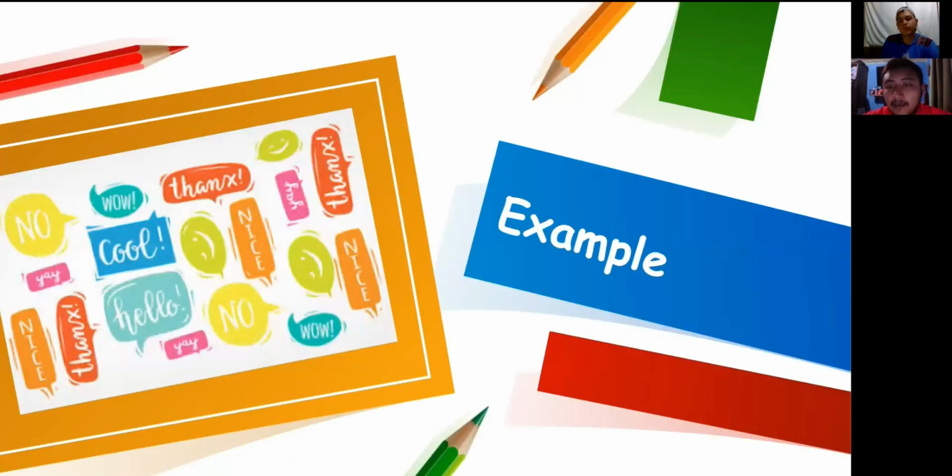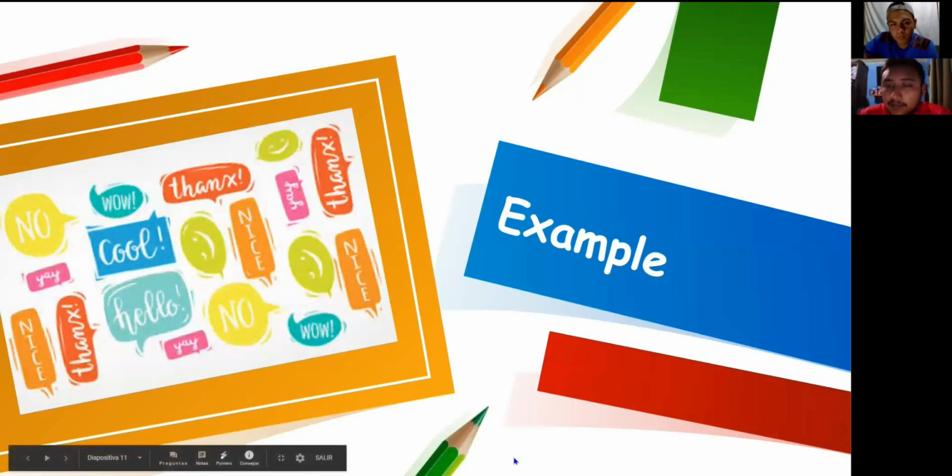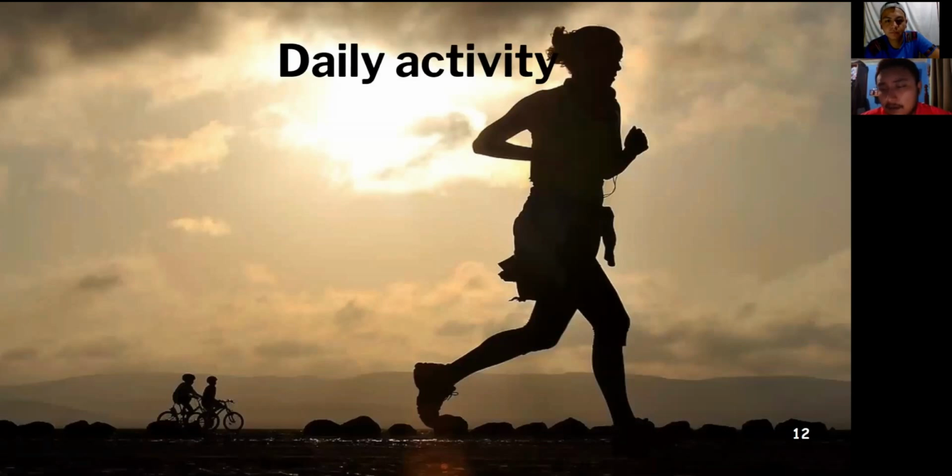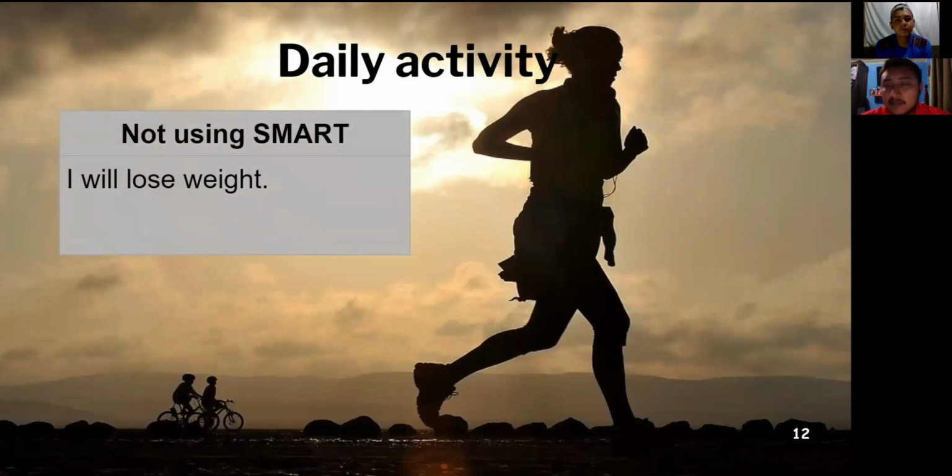Now, here we have some examples that I would like to share with you based on everything we just learned about the SMART objectives. First we have daily activities. One of our daily activities, I believe, is doing workout. We would normally do workout, running, in our houses, or just to unstress ourselves from different things in our lives. And here is the objective, not using SMART, just a random objective from a person that says, I will lose weight.